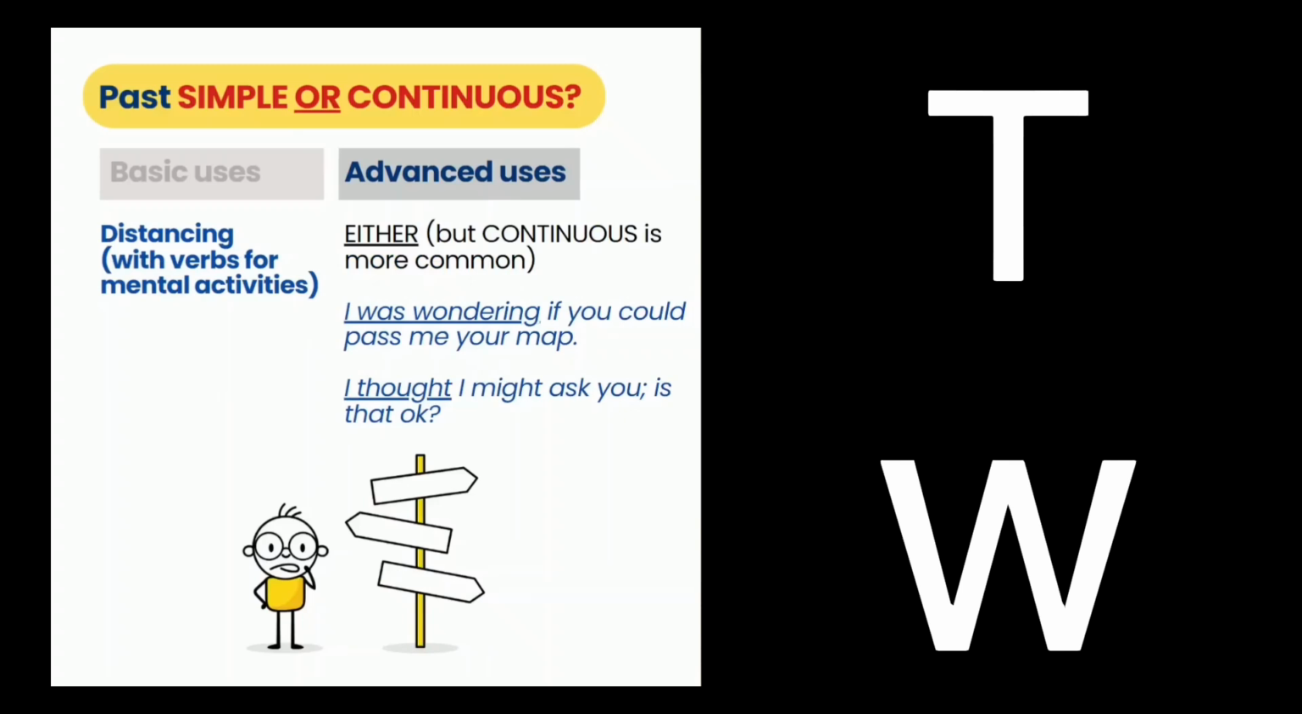Distancing is a technique we use to be more polite. We create distance in time between us and the person listening to create more space. In other words, to make them feel they have more space to respond and they're not pressured by us. Distance in time can be created by using past tenses instead of present tenses. We can use either the simple or the continuous, but the continuous tends to be more common when we're using verbs for mental activities. I was wondering if you could pass me your map. But simple form is also possible. I thought I might ask you, is that okay?